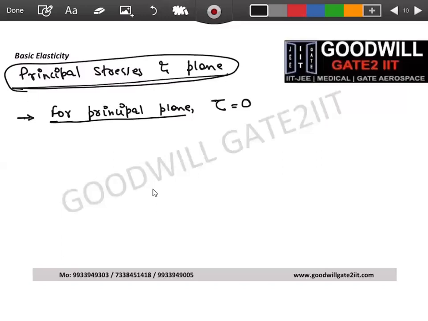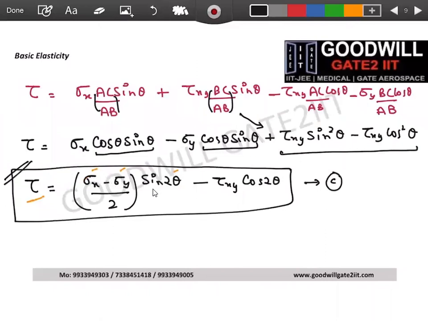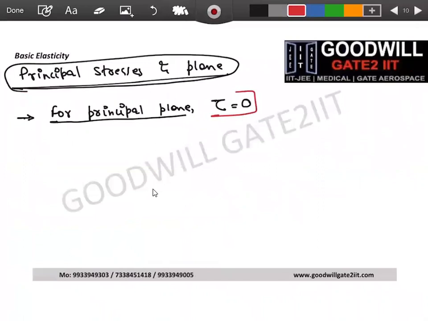In a 2D stress system, there are two principal planes. In a 3D stress system, there are three principal planes. We're talking only about the 2D stress system now, so please focus on this. Now, how to derive this? Now you will understand why I've derived this. On any angle theta, you rotate by whatever angle. If you want to go to the principal plane, what should tau be? It should be 0, right? This is the backbone of principal stresses.